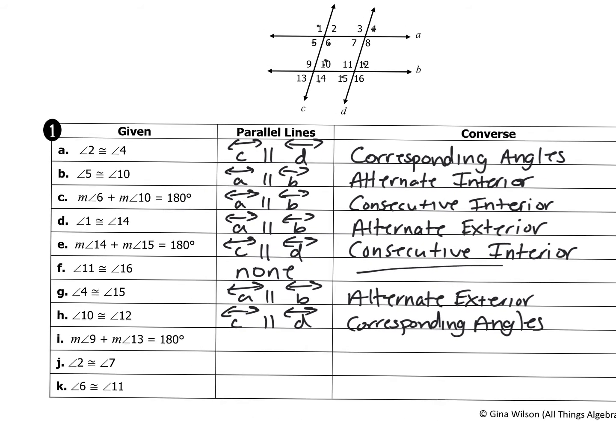Measure of angle 9 plus the measure of angle 13 equals 180. These are a linear pair, but they are not consecutive interior, so this is not one of our converses. So none.